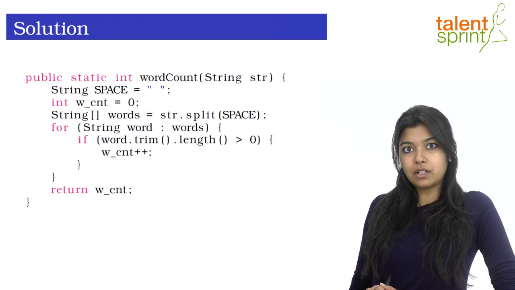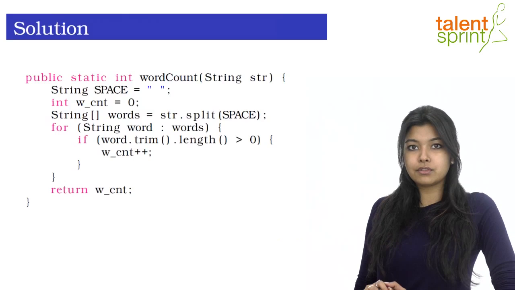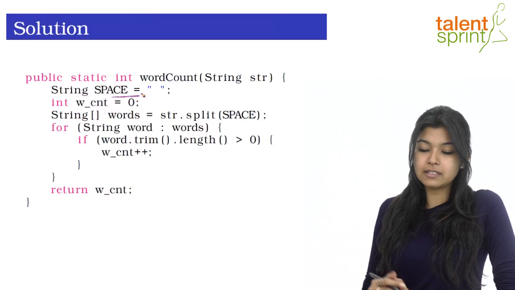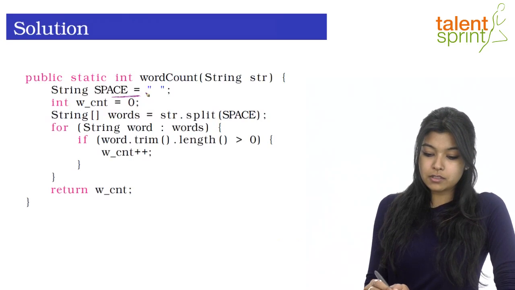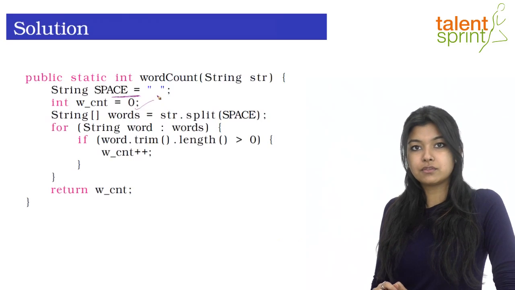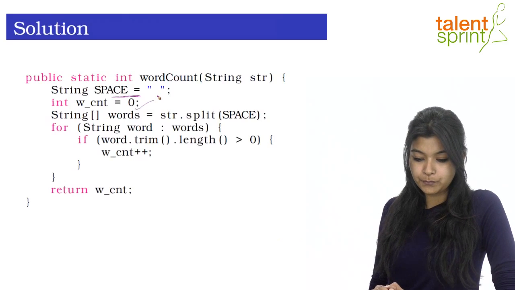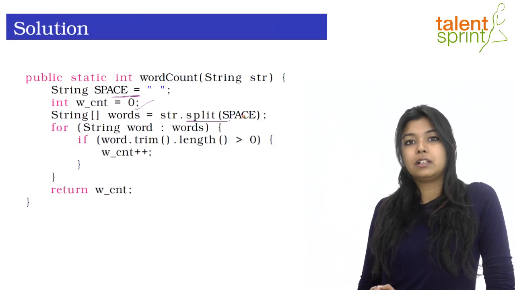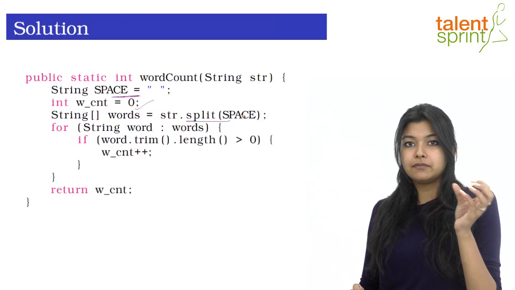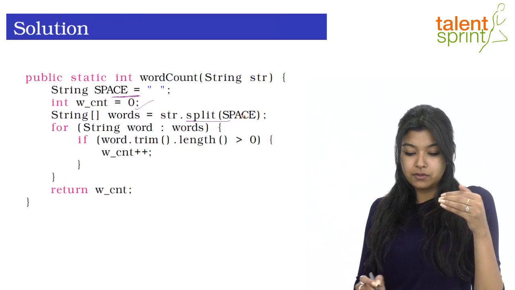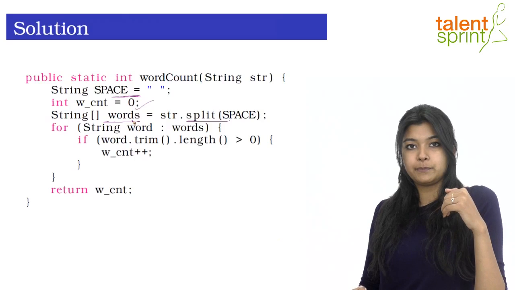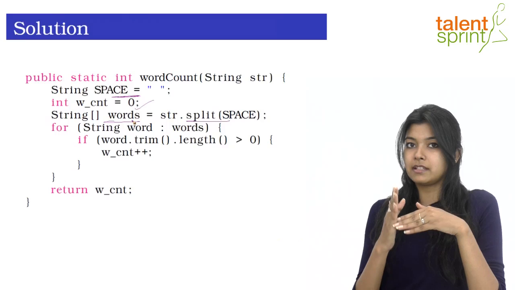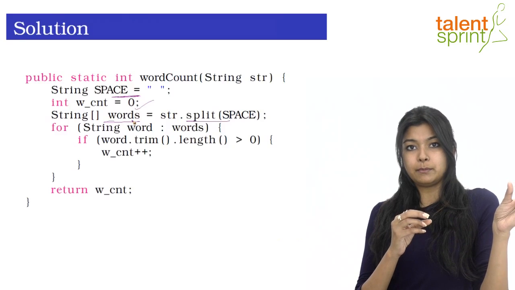So in this function word count, again we are passing the string from which we need the word count, and we have initialized the variable space. Also we have initialized a variable w_cnt that will hold the word count. And what we are doing is, we are again using the function split. But this time, whatever the split function returns, the whole array, we are storing it in the array called words. So we are splitting our string based on the space. So every time a space is hit, that word would be a member of the array.